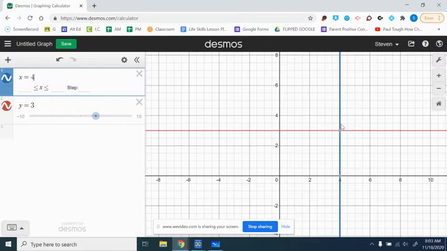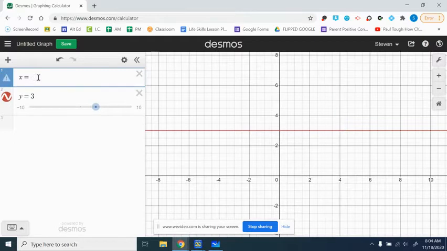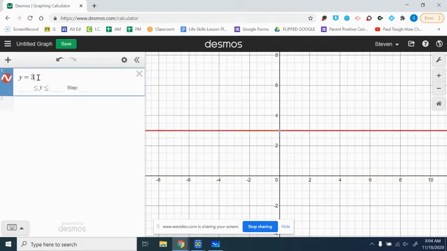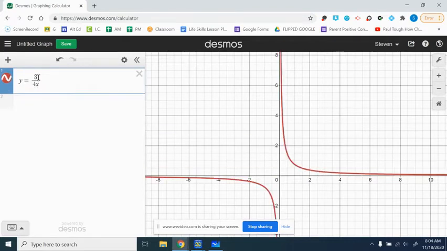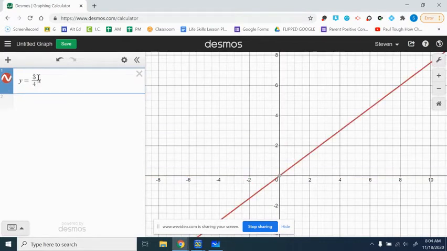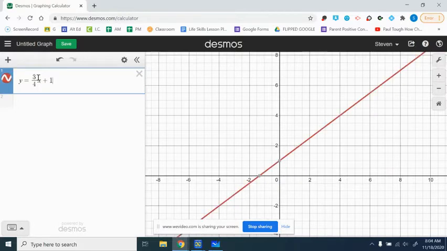So right here, that is a 90-degree angle. Here's a 90-degree angle, and here as well. Okay, so a vertical and a horizontal line are perpendicular. And let's look at some non-vertical or horizontal lines. So how about, I think we used 3/4 x plus 1. So let's take a look.